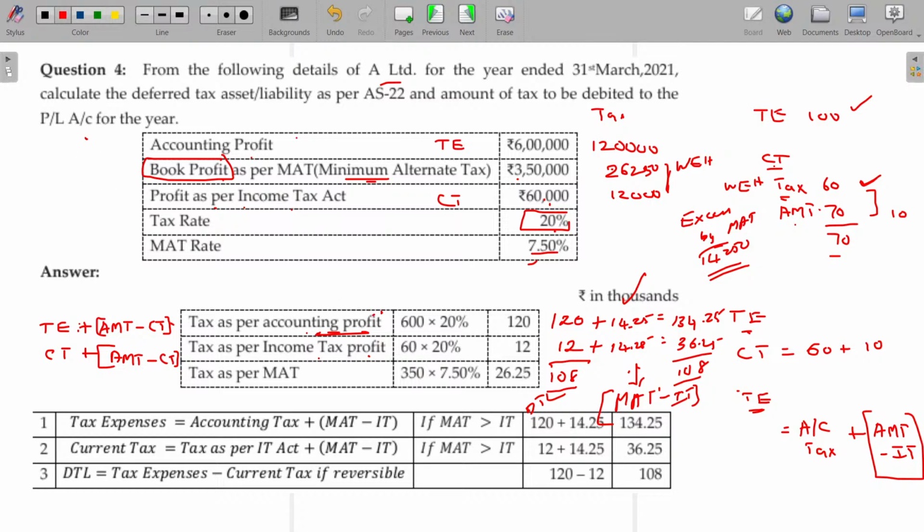Suppose this is 100 book profit, and on this tax being 20, on this tax being 30, whichever is higher means this one. So where AMT is not followed, then no tension. Due to the AMT, if you are paying extra amount, that amount will be addable with the tax expenses as well as addable with the current tax. That's it.